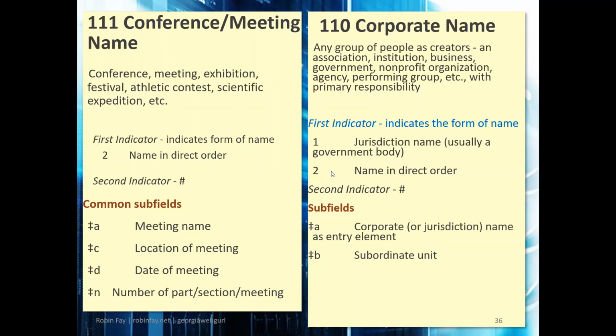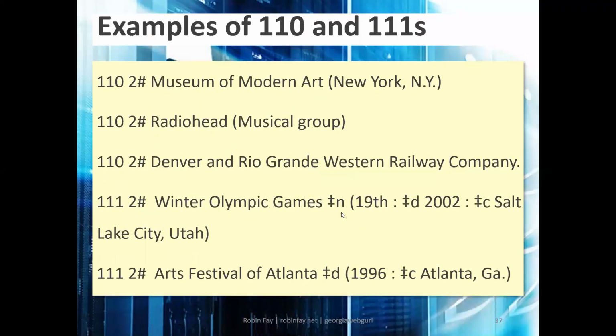So I'm hopeful that corporate name or corporate body will go away soon, because it has nothing to do with whether or not you make money or whether or not you're a corporation. It has nothing to do with that. It's just a group of people as creators. So this could be a nonprofit, it could be your library, it could be the local historical society, it can be your local university, it can be Microsoft. It can be any group of people together who are creating something that you are acquiring for your library. Some examples of 110s and 111s.